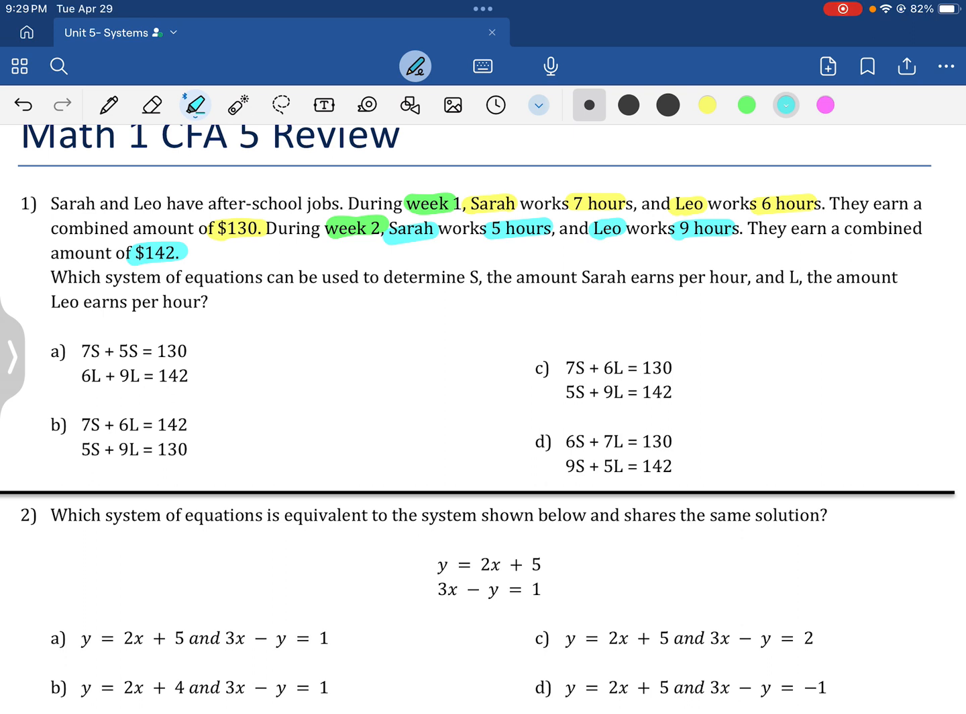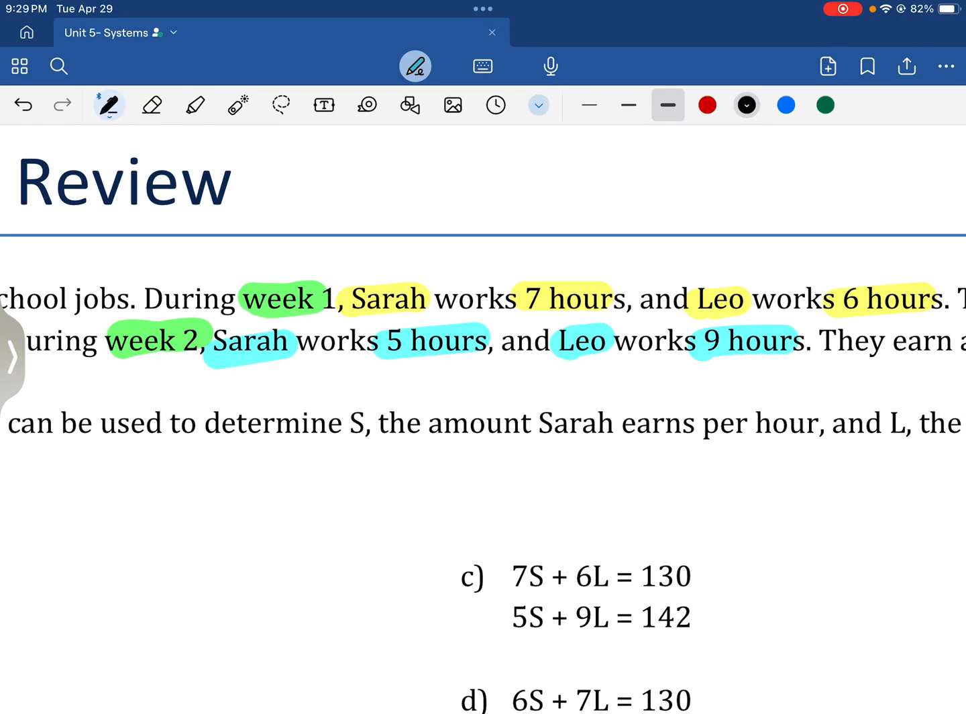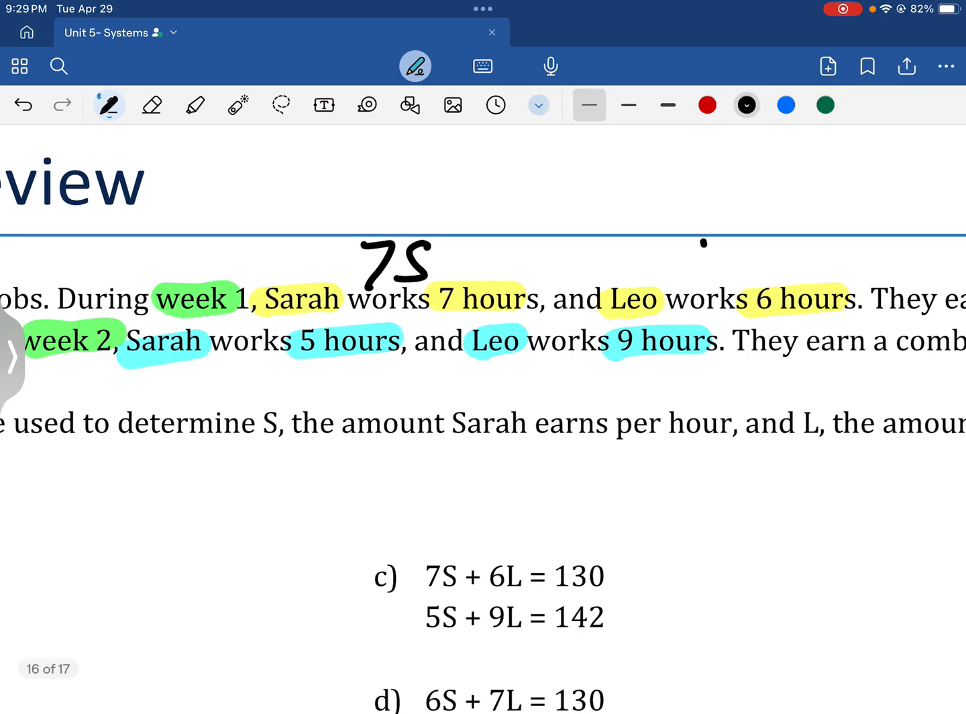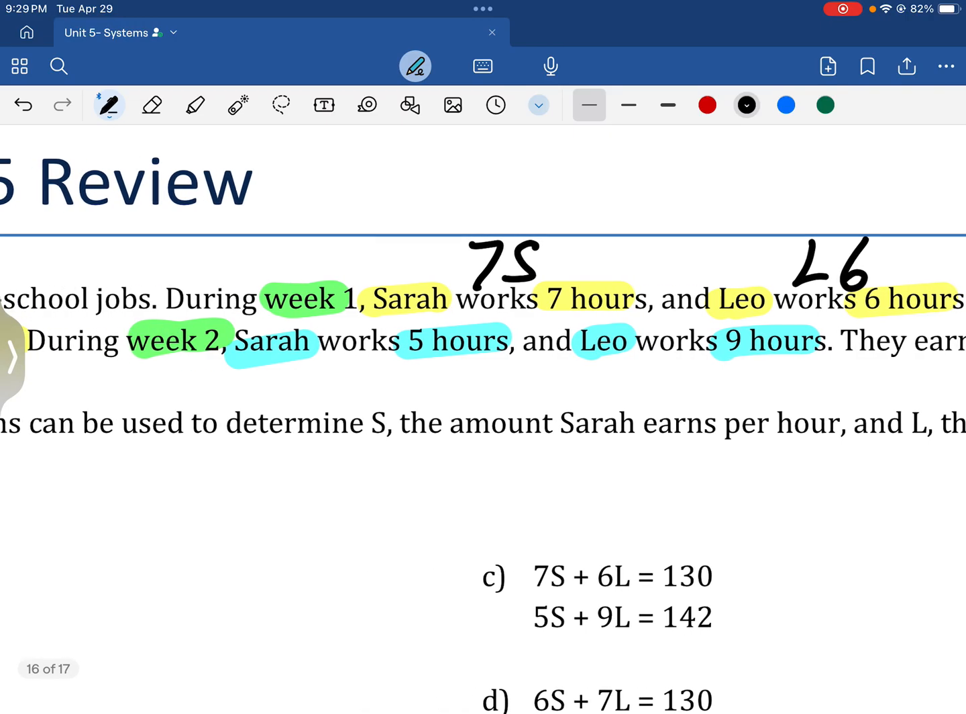All we have to do here is write our equations. We don't have to solve it. We don't need to plug it in Desmos. We just have to write it. I highlighted week 1 and week 2 separately, so that tells us our equations. Sarah worked 7 hours, so Sarah is going to be S. Sarah is 7S, Leo is 6L. Let's look at the next week. Sarah worked 5 hours, and Leo worked 9. So let's write our equations.